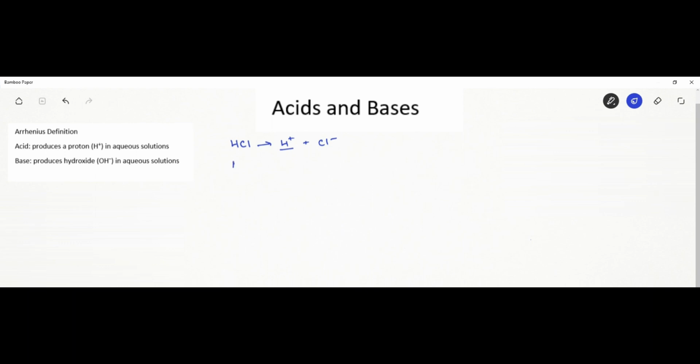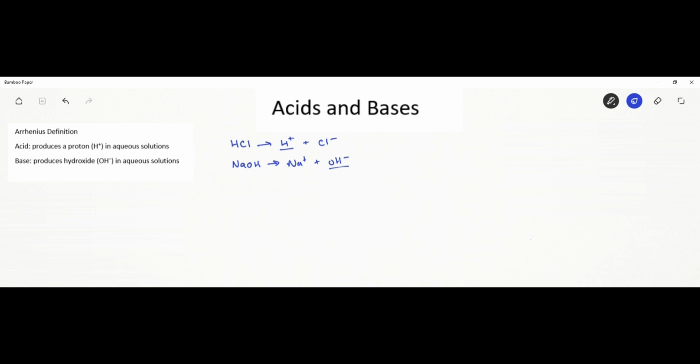Let's take a look at a base, sodium hydroxide. When we put this in water, we get a sodium cation, and we get hydroxide as an anion. Because we get hydroxide, it is a base according to the Arrhenius definition. Our Arrhenius definition works very well for many acids and bases. However, there are some species where the Arrhenius definition just does not fit, and one of these species is ammonia.